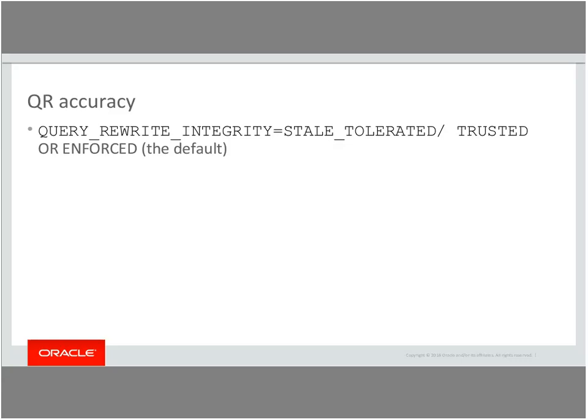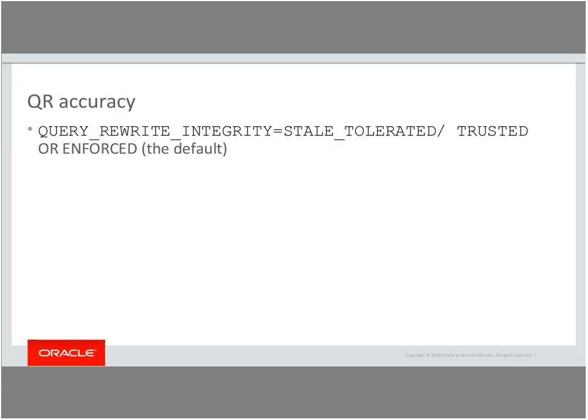In stale_tolerated mode, the optimizer uses materialized views that are valid but contain stale data as well as those that contain fresh data. This mode offers the maximum rewrite capabilities but creates the risk of generating inaccurate results.